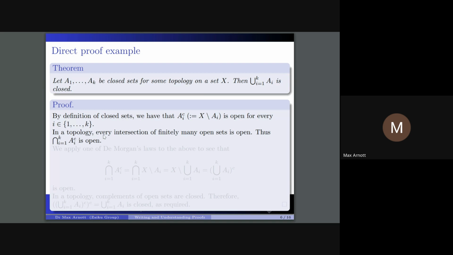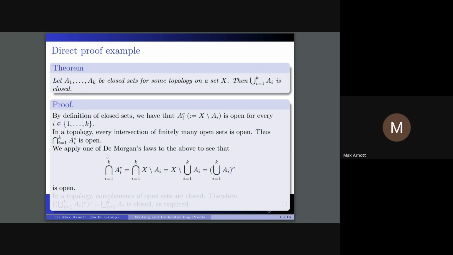In a topology, intersections of finitely many open sets are open. That's one of the key aspects of a topology. So we know that the intersection of all these complemented sets is open. Now, whenever you have any kind of statement which involves intersections of open sets, of complements of open sets, or complements of intersections, complements of unions, the first name that should pop into your head is De Morgan.